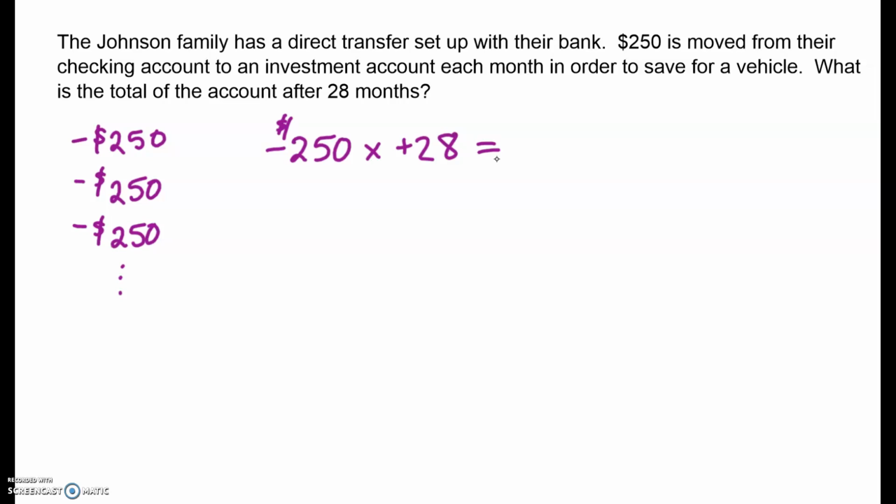What will the sign be of our answer? Different signs, negative. Yep, you're right, negative. Now let's get our calculators out for 250 multiplied by 28. Negative $7,000 will be the total of their bank account after 28 months.